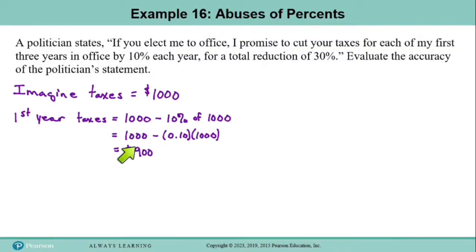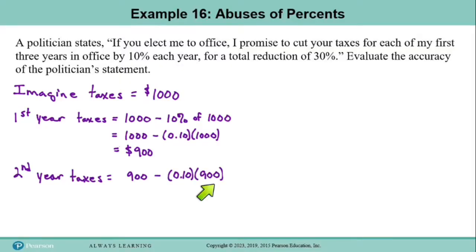So the first year our taxes dropped 10%. Okay, that's good. Now for the second year, what we would be responsible for would not be the $900 again, but remember he's going to cut taxes 10% each year. So we'll get a 10% discount off of this. So $900 minus 10% of $900. And so this time we get a $90 discount because 10% of $900 is $90. So $900 minus the $90 discount is $810.